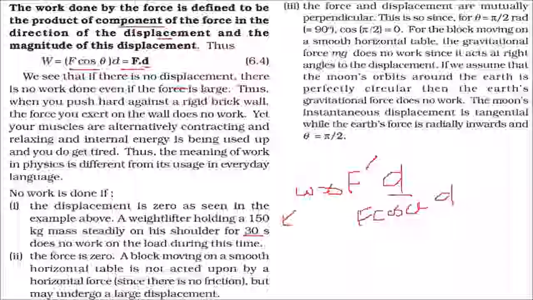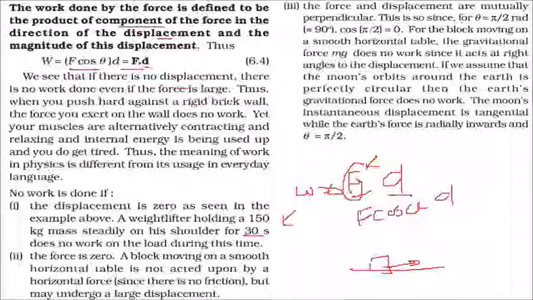If the force is 0, then what happens? A block which is moving on a very smooth horizontal plane is not acted upon by any force because there is no friction. So, it may go a large displacement, but there is no friction force. Because the force is not there, then work is F into D, F is 0, so work done is 0. And then the force and displacement are mutually perpendicular.